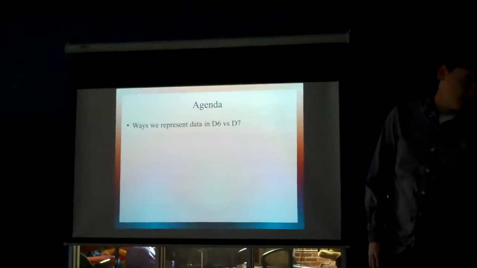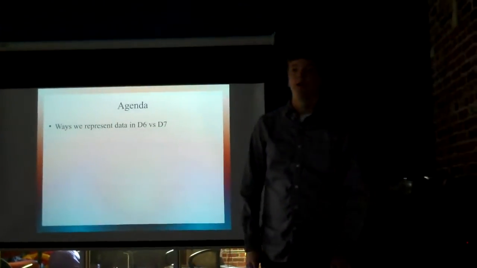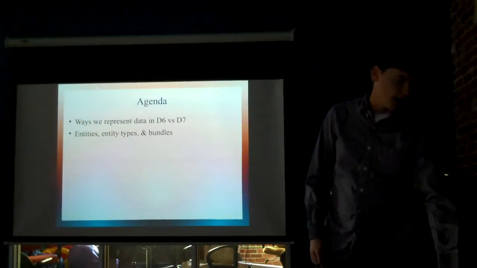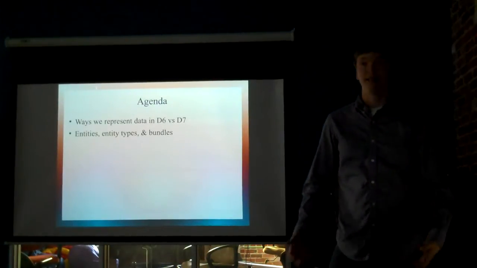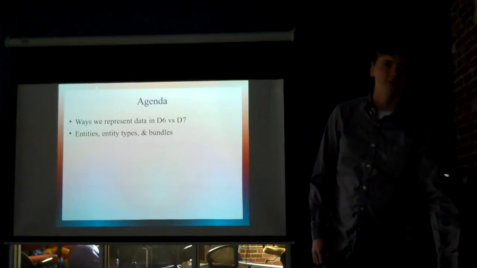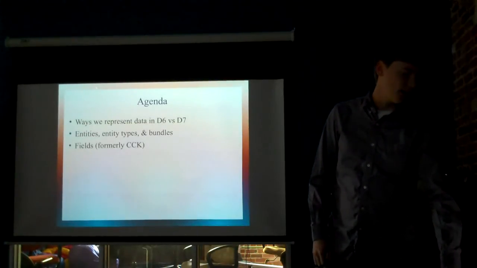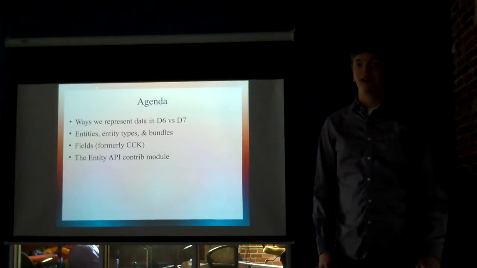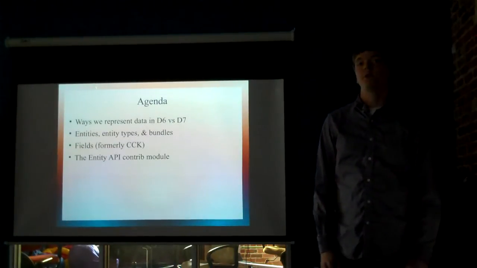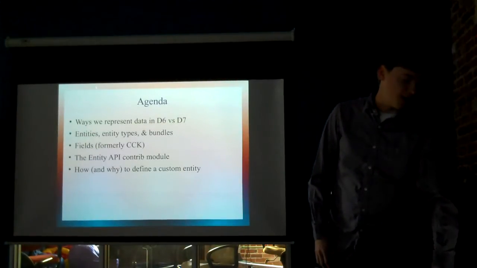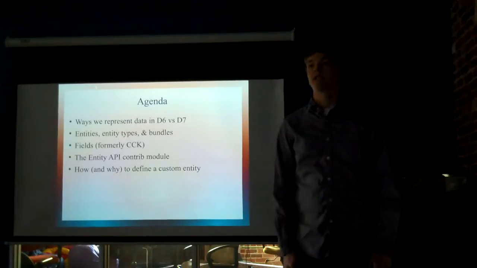So what are we going to talk about today? First we'll start talking about how we represent data in D6 versus in D7. We'll move on to talk about what entities are, as well as entity types and bundles, which is all really confusing if you try to read about it. Learn about fields, the Entity API contrib module, not to be confused with the Drupal core Entity API. Then how and why to define a custom entity.